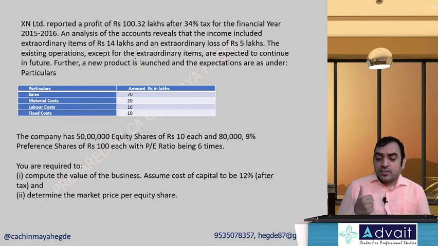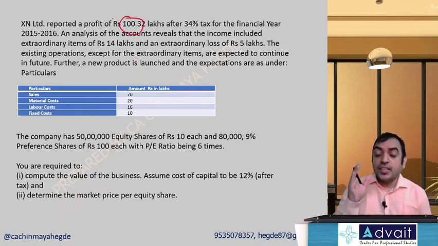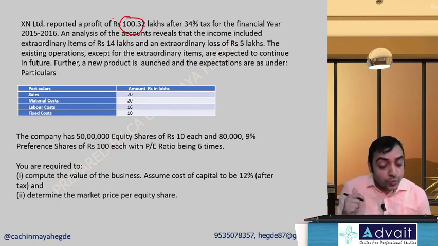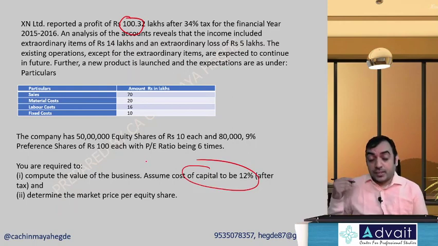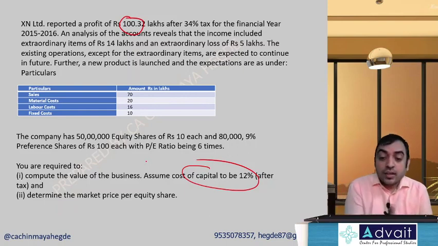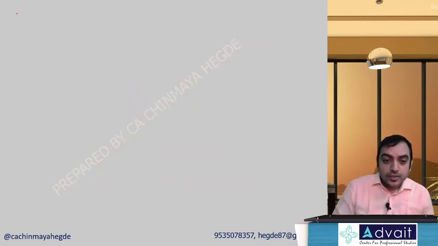So what all have they given to calculate the value of business? We have been given the income, but it includes some extraordinary income and expense which obviously need to be eliminated because they are not going to come in future, and cost of capital to be 12%, the required rate of return. So we have to follow the earnings capitalization method here, because we know the earnings, we know the expected rate of return. So earnings divided by the cost of capital, like a perpetual cash flow formula, will give you the value of business. Okay, let's compute that value of business using earnings capitalization.